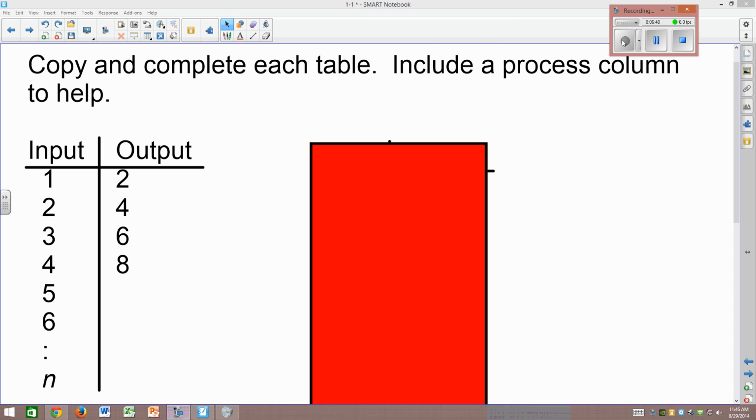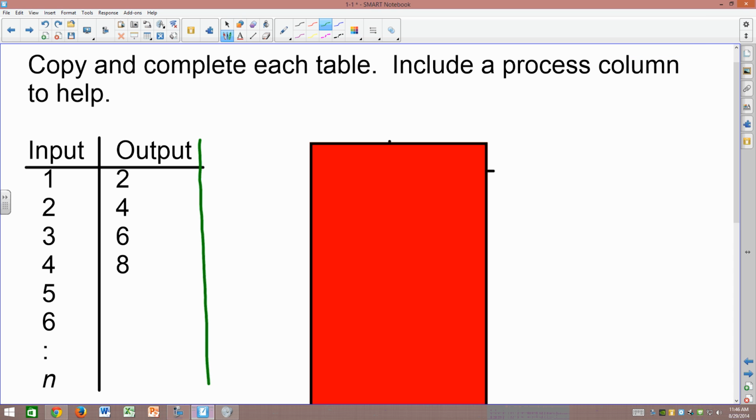All right, here's the next problem. So we're gonna fill in the table. This is more like what the book's gonna have for you. So we're gonna want you to add a process column. We'll just abbreviate PC. Or you could put it in the middle when you're drawing your own table, but I'm, again, just being lazy.